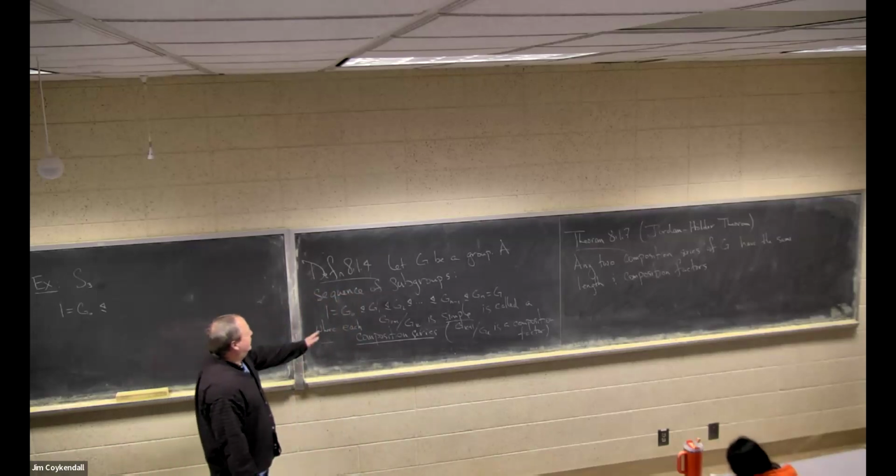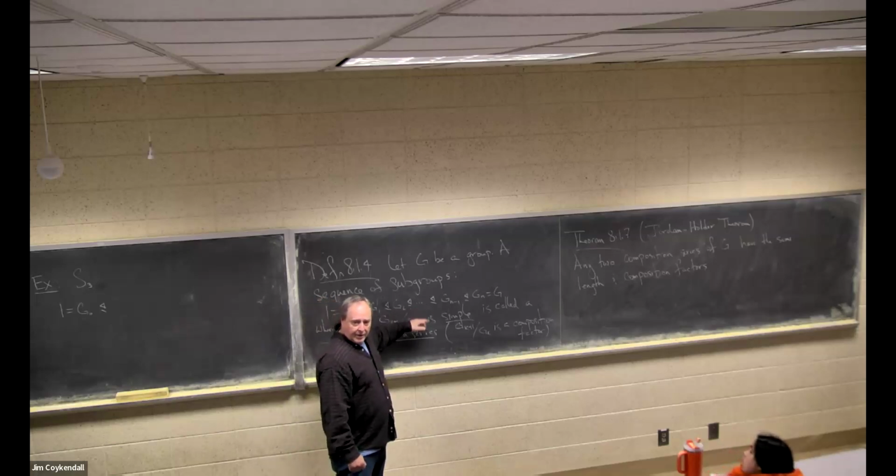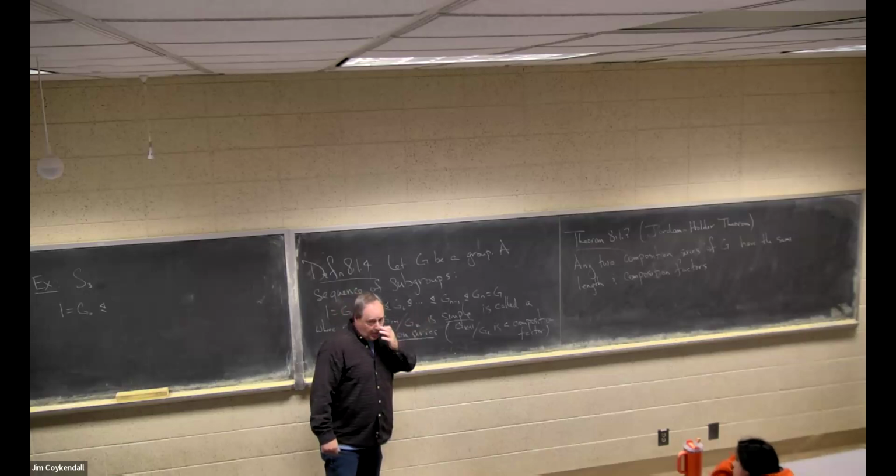So it's just a sequence of subgroups. This is G1, G0 is normal, this is normal, and so forth and so on. And the successive quotients have to be simple.